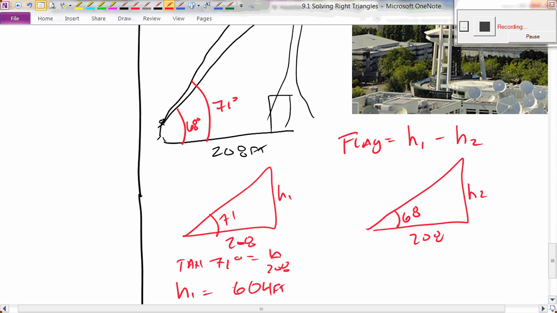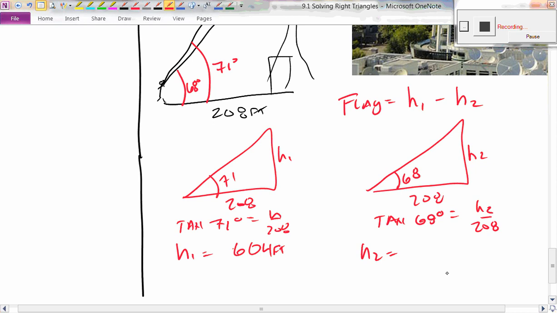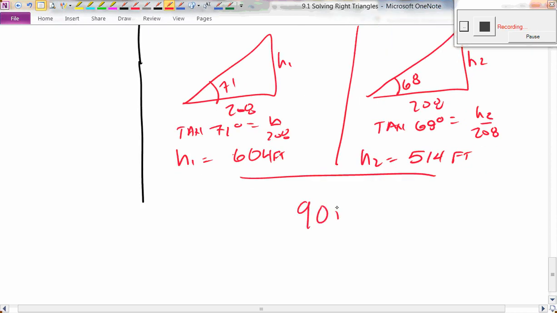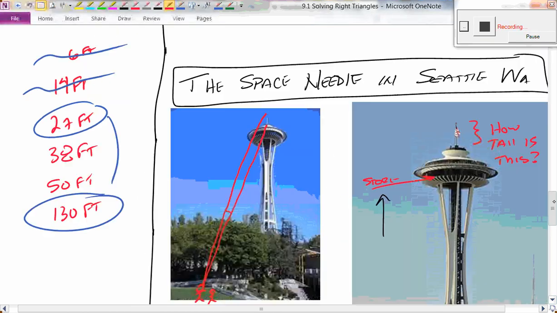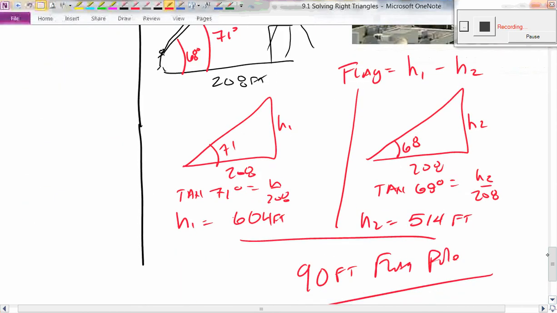Okay, then what is the height of H2, the second height? So the tangent of 68 degrees has to equal H2 over 208. Therefore, H sub 2 is equal to whatever that is. Tell me how. 208 tan 68. What do you got? 514 feet. And we said that the flagpole is the difference of the two. So we say that's a 90-foot flagpole? Wow. Okay, does that fit within our reasonable estimations of 27 and 130? Yeah, it sure does. Okay, let's go figure it out. Is that right? That would be so cool if that was right.